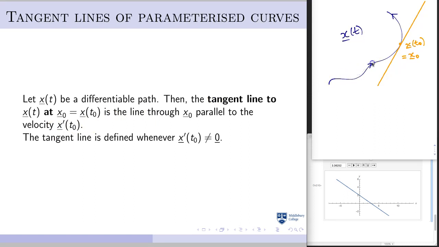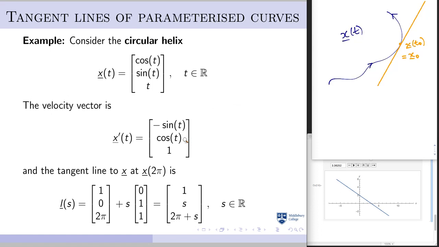We think of our curve as being this blue trace we've got here. Then we take a point on the curve, and the tangent line is going to be the line that's going to be parallel to the velocity. So if we compute the velocity vector, then we take this line that we've got here. Of course, this tangent line is only defined whenever the velocity vectors are non-zero. If the velocity vector is 0, then we have no direction vector with which we can define our tangent line.